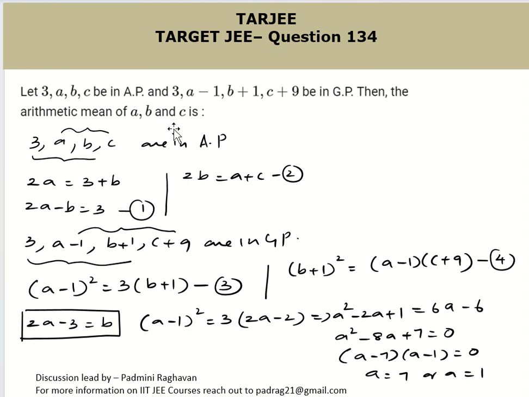But you can see that 3, a minus 1, b plus 1, c plus 9 are in GP. So let us find the values of b. When a is equal to 7, b is equal to 2a minus 3, 14 minus 3, so we get b is equal to 11. When a is equal to 1, we get b is equal to minus 1. But in these terms, 3, a minus 1, b plus 1, c plus 9 in GP, if you put a is equal to 1, this will become 3, 0, 0. Let us also find out the value of c.